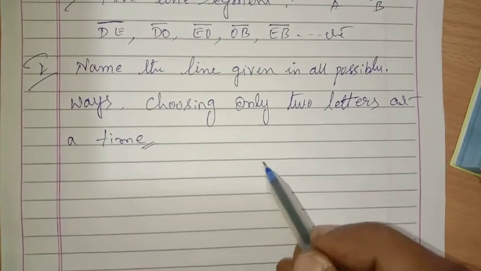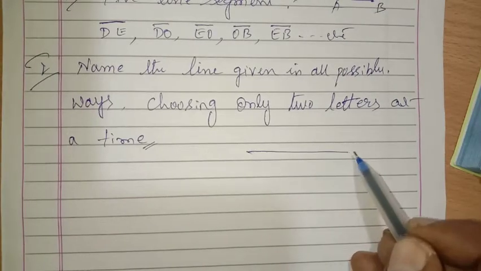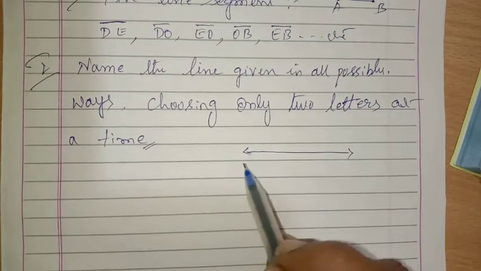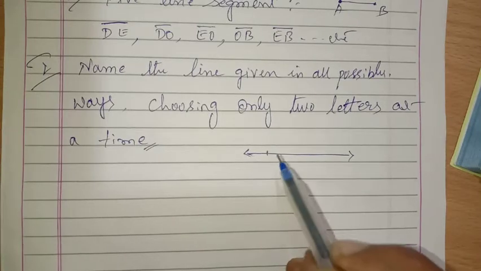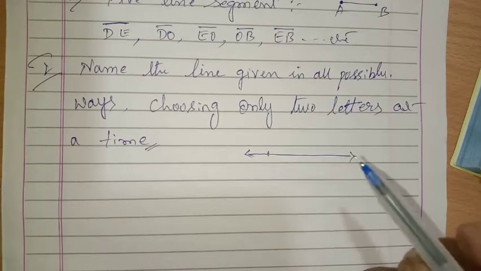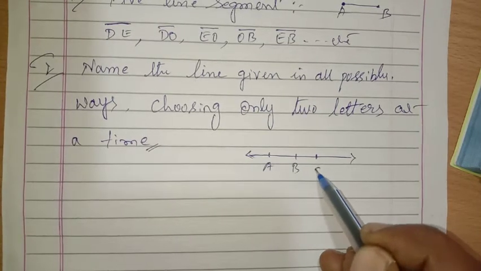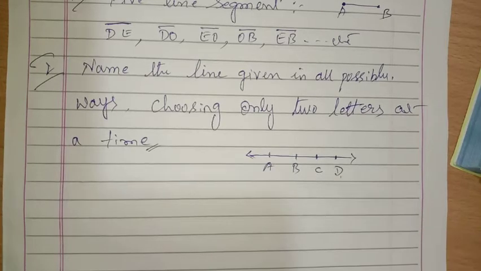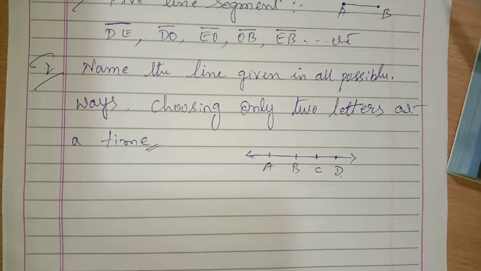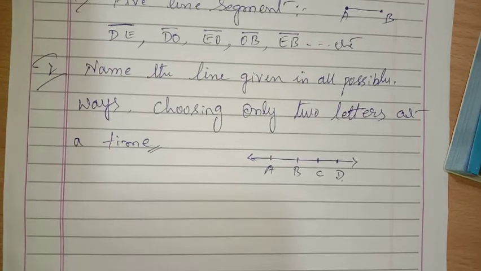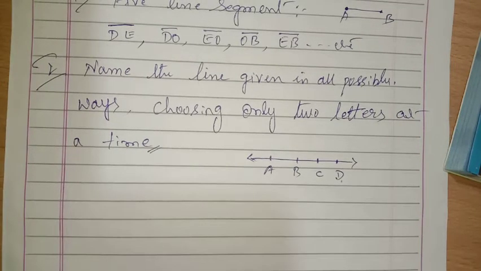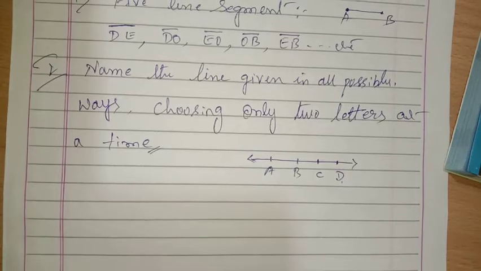Now the figure is given. Here this is A, this is B, this is C, and this is D. Name the lines, not rays, not line segments, only lines, in all possible ways.